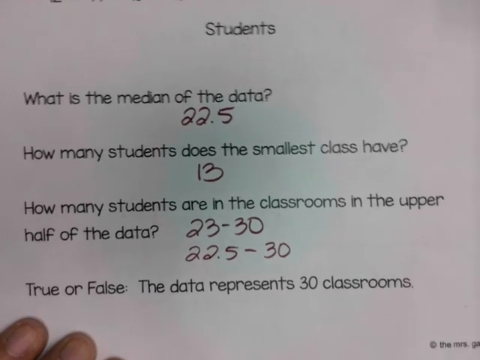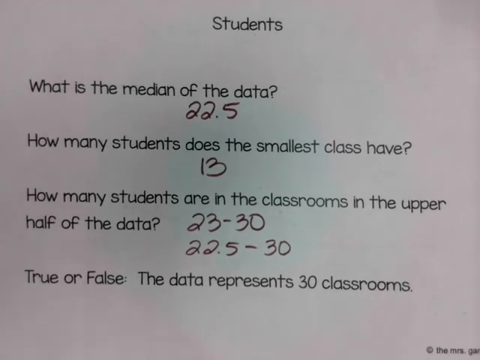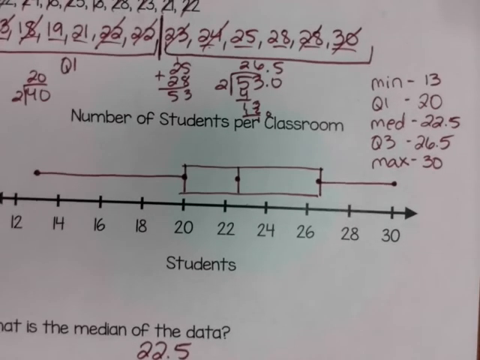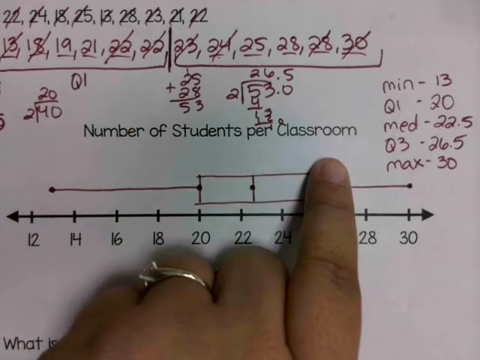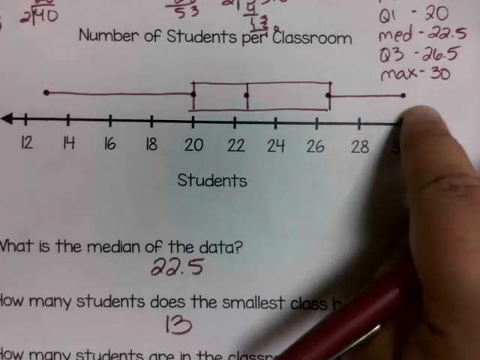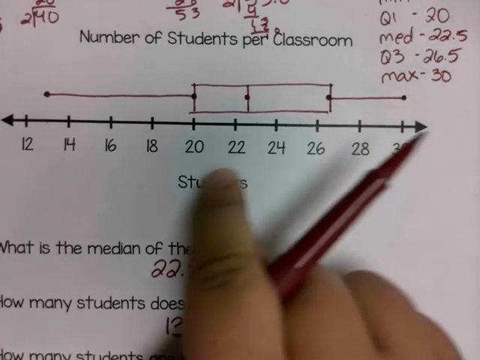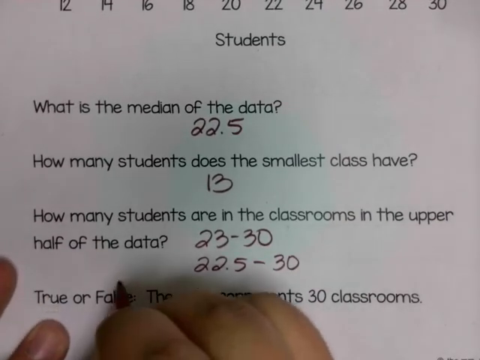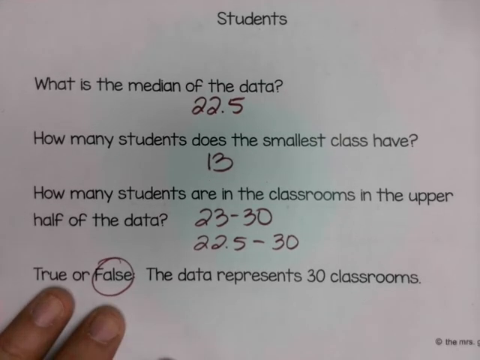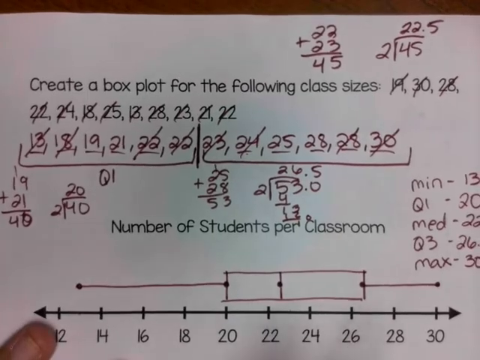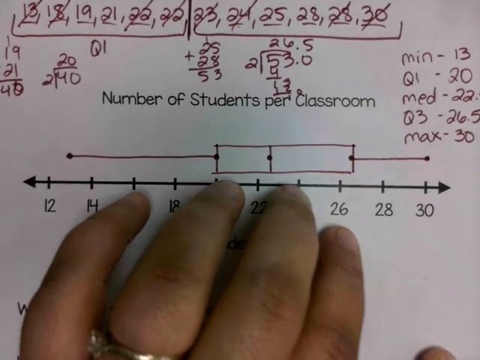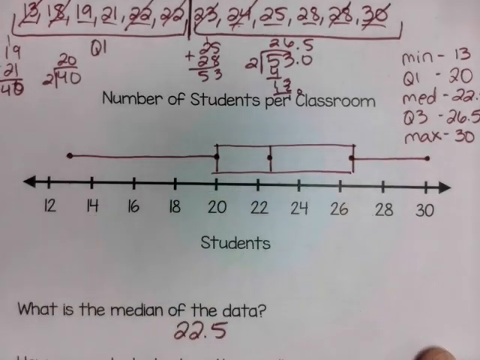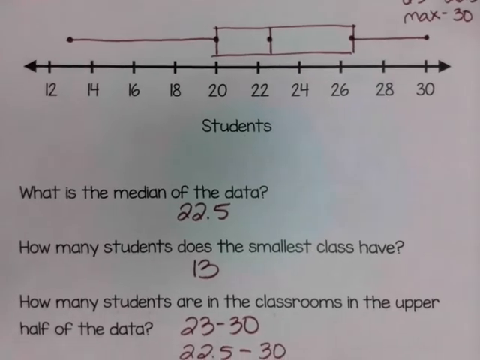All right, and then the last one's true or false. It says the data represents 30 classrooms. So this does not even talk about the actual classrooms. It's talking about the number of students per classroom. So that's actually a false statement. That number 30 is not the number of classrooms. It's the number of students in the classrooms. You actually cannot determine how many classrooms were in this data set just from looking at a box plot. We can by counting the values, 1, 2, 3, but if you were just given a box plot, it does not tell you how many data pieces were in that set. Box plot doesn't do that.